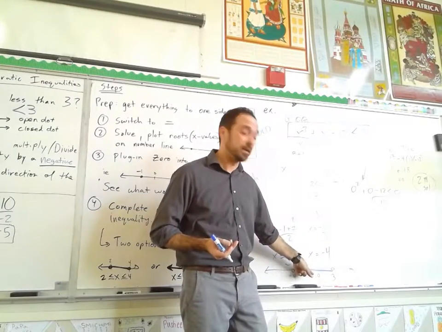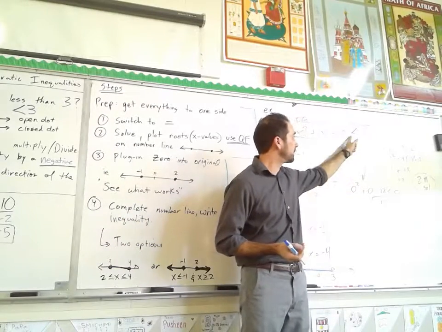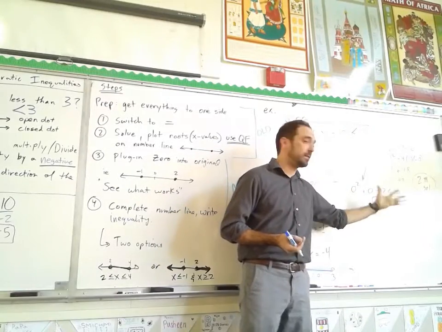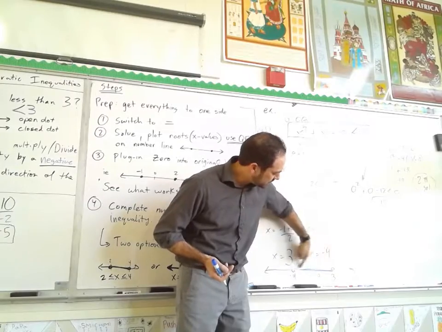And if it's true, which negative 12 is less than 0, all I do is put 0 in there. Negative 12 is less than 0, so I know that that's true. So yes, that's the area I need to shade.